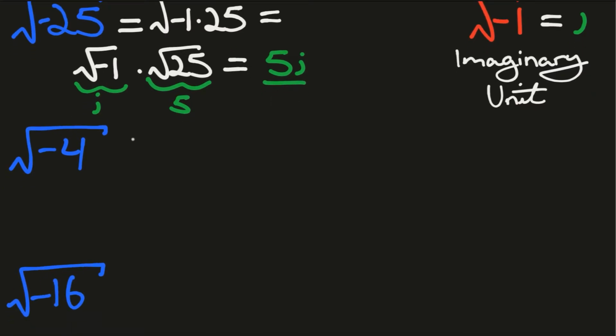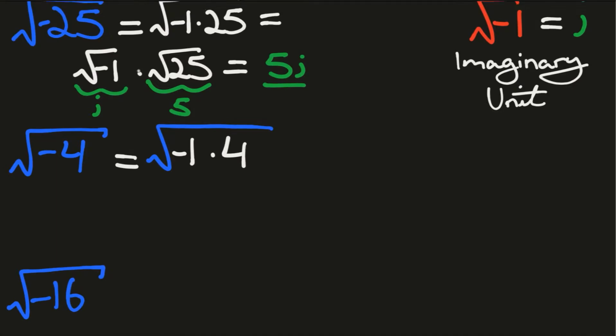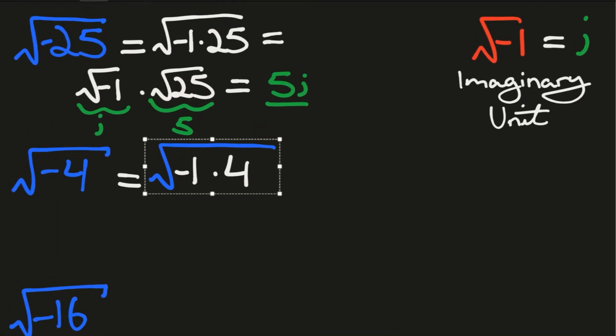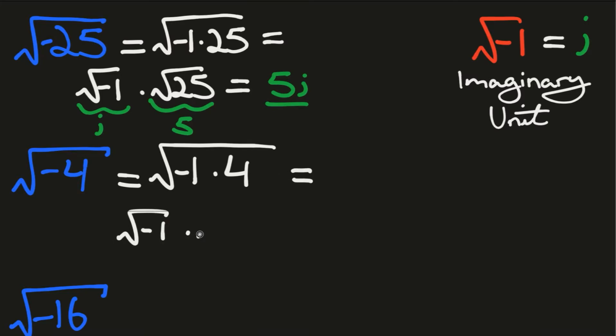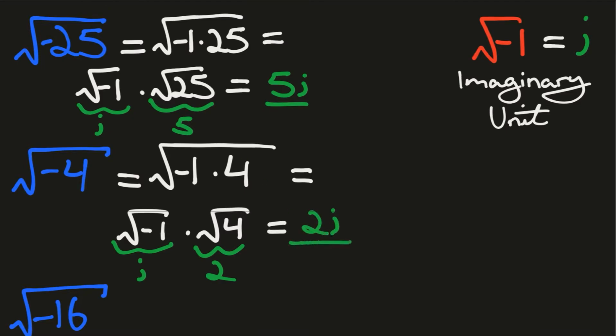So our answer would be 5i. Alright, the square root of -4. Again, we can break this down into the square root of -1 times the square root of 4. Once again, we know that the square root of -1 simplifies to i, and that the square root of 4 simplifies to 2. So our answer would be 2i.